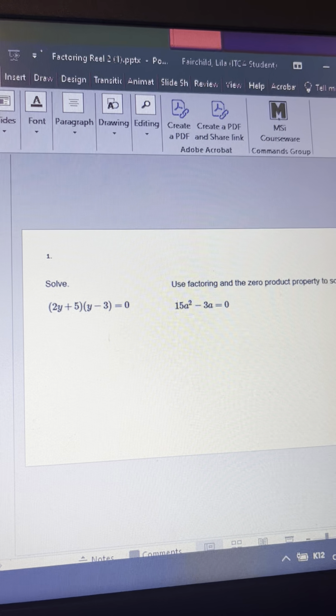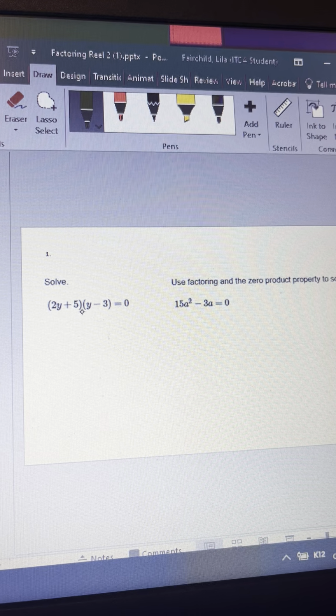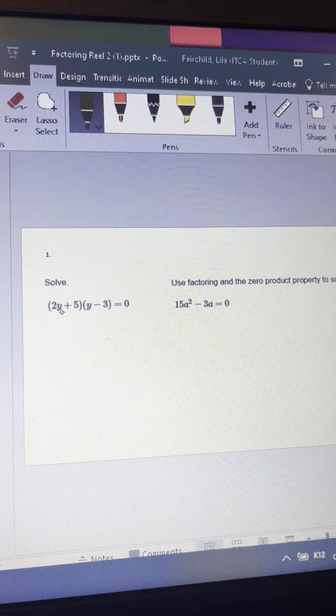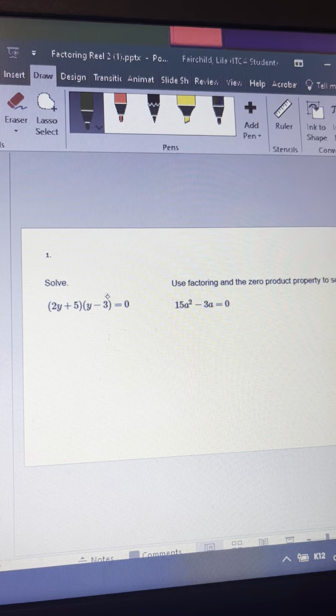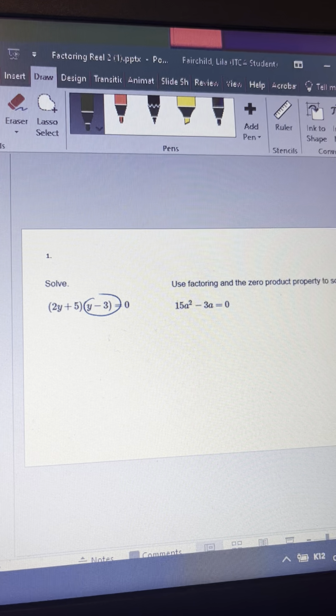Okay, this is how you do this. So it's saying we need to solve this, and what we're trying to figure out is how to get this to equal 0. For this one right here, this is pretty easy because it's -3 and it's just y without anything, so you just need to have a +3, because a +3 minus a -3 equals 0. So this one is y equals 3.